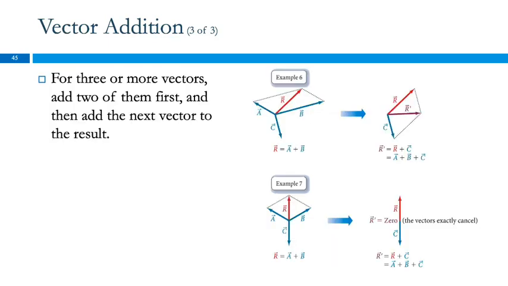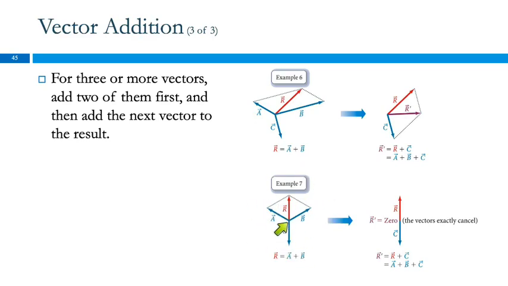In 3 dimensions, with 3 vectors, you have to do them 2 at a time. So you take A and B, and you add those, and you get R. Then you add R to C, and you get R prime. Same thing for this one.